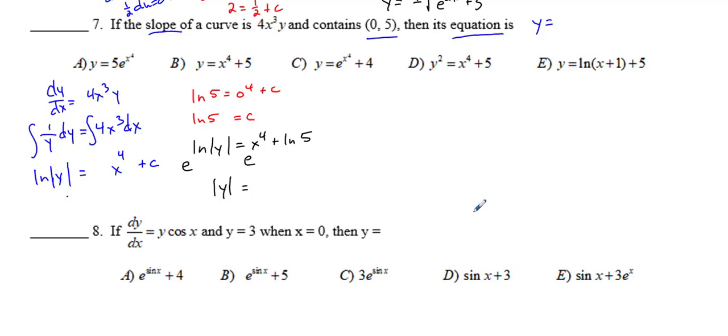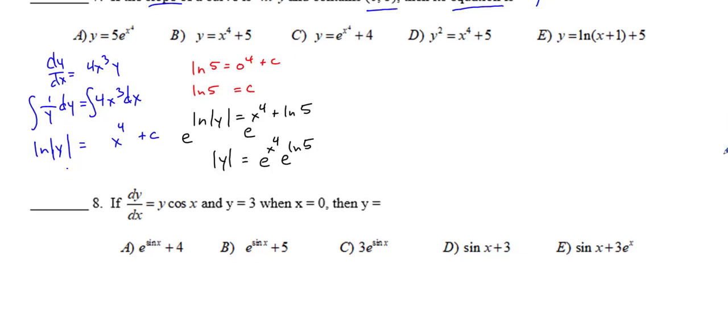Equals, now here we go, e to the x to the 4th plus natural log 5. Remember what we did yesterday? We have a sum in the power, so we can change that to the product of the bases: e to the x to the 4th times e to the natural log 5, using our power rules. Now, why would we want to do that? It's actually simpler doing this. You'll see in a second.